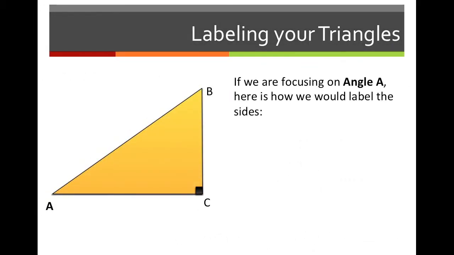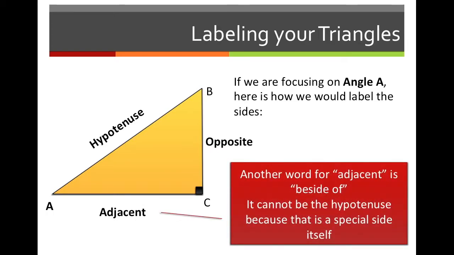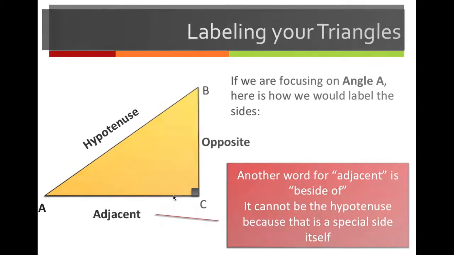If we are focusing on A, here is how we would label the sides using the three words I just introduced to you. This would be the hypotenuse. It's the longest side of a right angle triangle. BC is the opposite side from A, and AC is adjacent to A. Another word for adjacent is beside. Although we have two lines beside A, the hypotenuse is always the hypotenuse, so this side has to be the adjacent side.